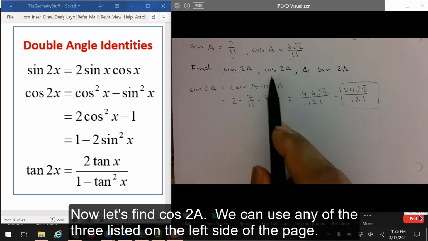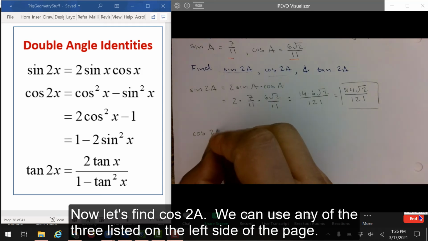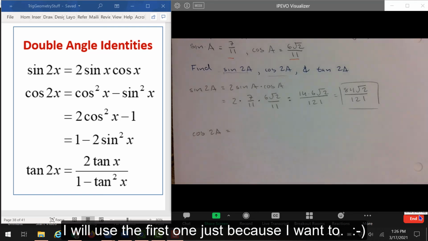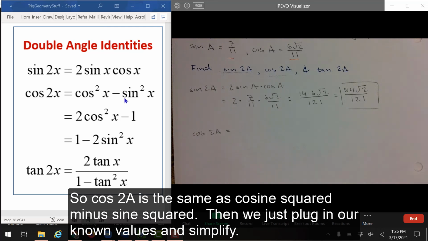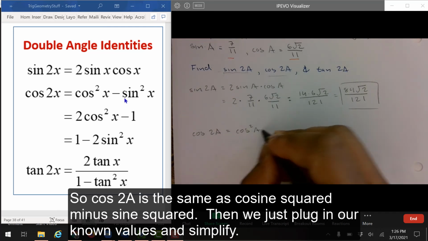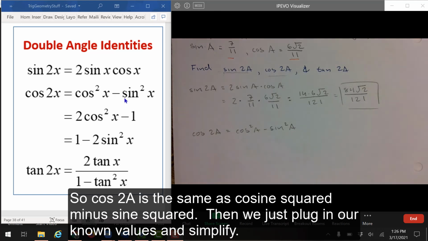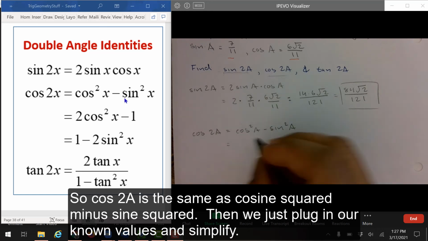Now let's find cosine 2a. We can use any of the three listed on the left side of the page. I will use the first one just because I want to. So cosine 2a is the same as cosine squared minus sine squared. Then we just plug in our known values and simplify.